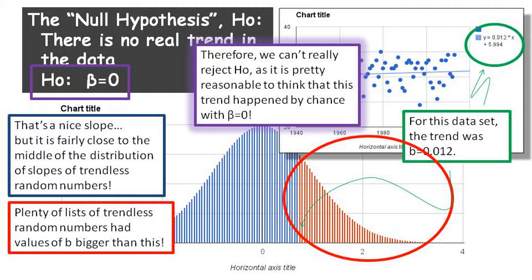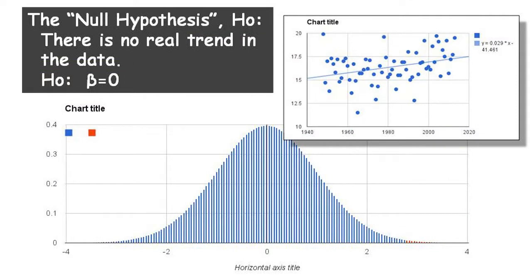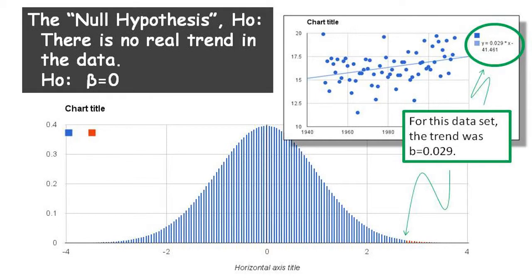It looks like H0, the null hypothesis that the data don't really have a trend in them, is probably true, which means that HA, the alternative hypothesis that the data really do have a trend in them, is false. We accept the idea that the data don't have a trend in them. On the other hand, suppose that our value of b is way out in the tail of the bell curve distribution of trends that we got based on lists of random numbers.